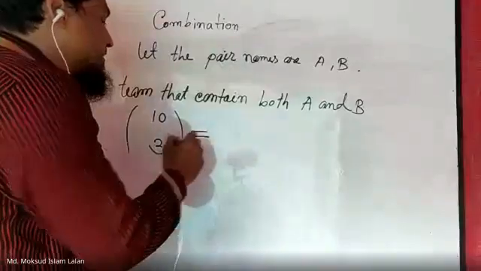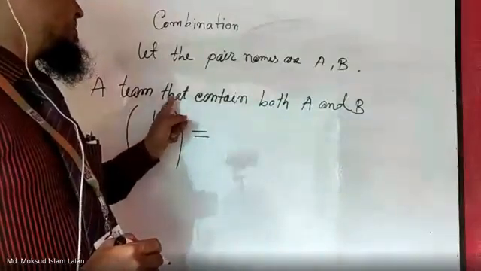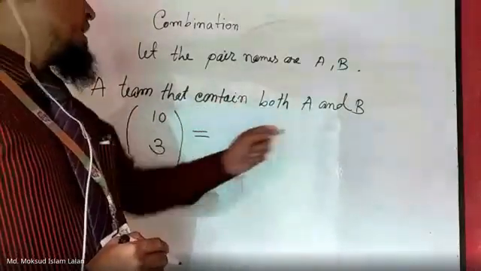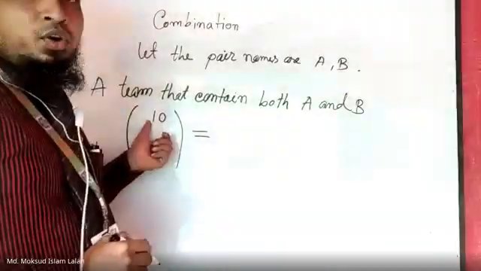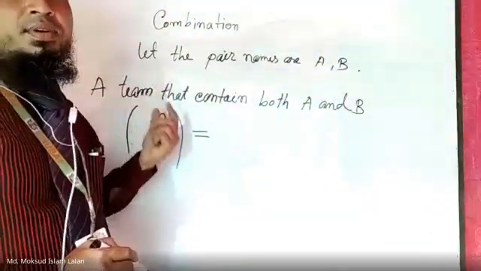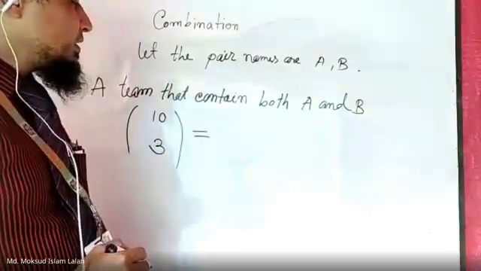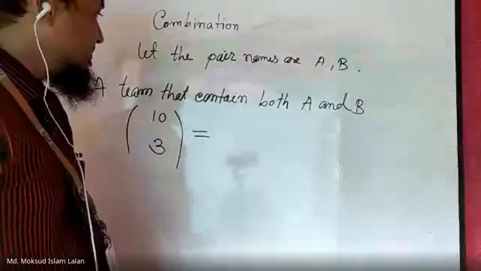Now calculate this. If both are contained, right? A team that contains both A and B means 10, not 12. You cannot find out 12 here, right? This is the reserve, right? So this is the thing. Now find out the value.